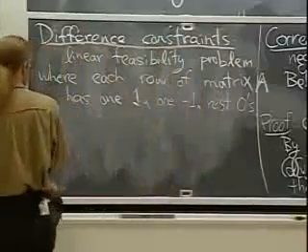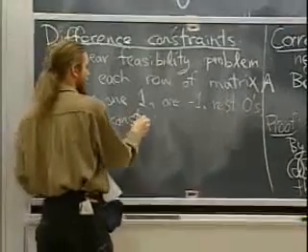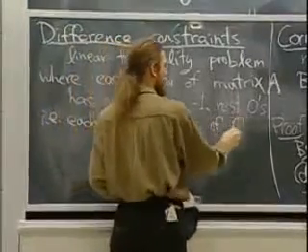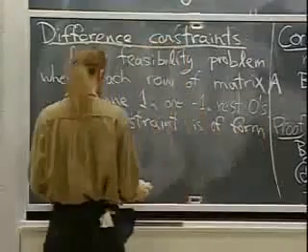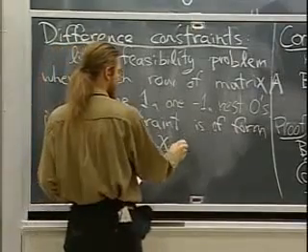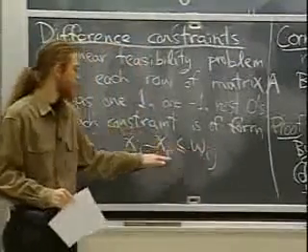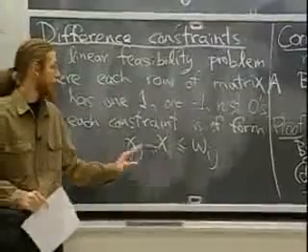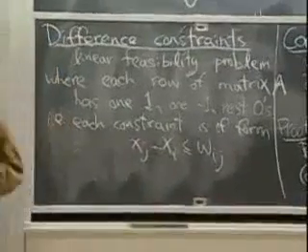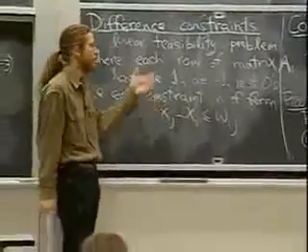Okay. In other words, each constraint has this very simple form. It involves two variables and some number. So we have something like xj minus xi is less than or equal to wij. So this is just a number. These are two variables. There's a minus sign. No values up here, no coefficients. No other of the xk's appear. Just two of them. And you have a bunch of constraints of this form, one per row of the matrix.